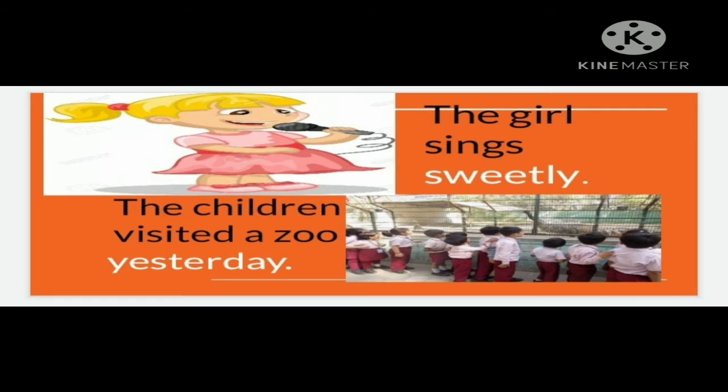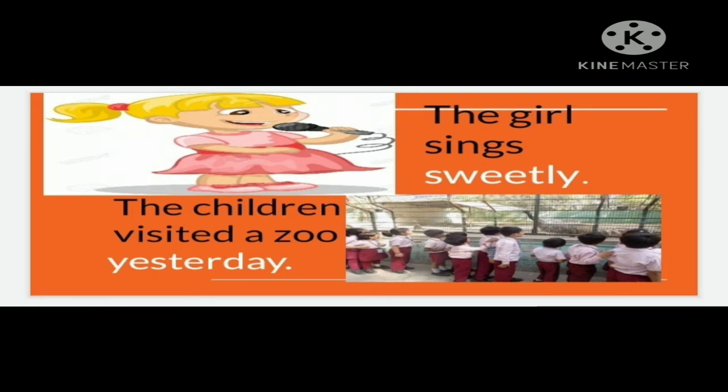Let's make it clear with the help of examples. First sentence is: the girl sings sweetly. Here the action performed by the girl is singing. So sings is the verb. Now how does the girl sing, or how is the action performed? And the answer is sweetly. So sweetly is the adverb.